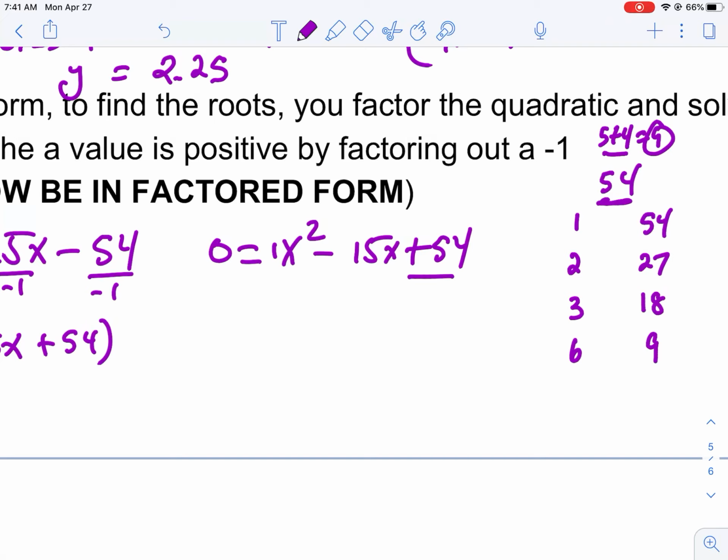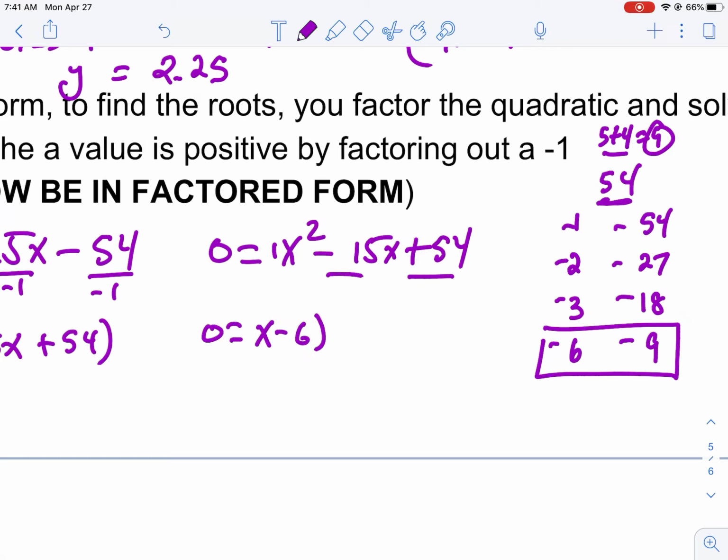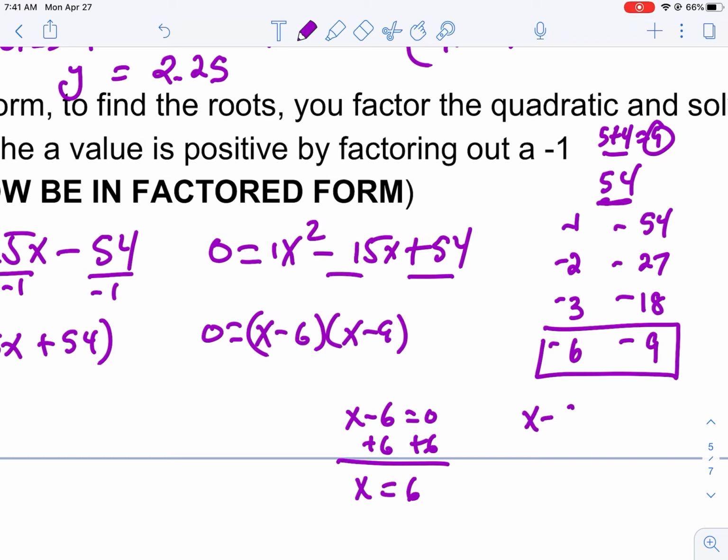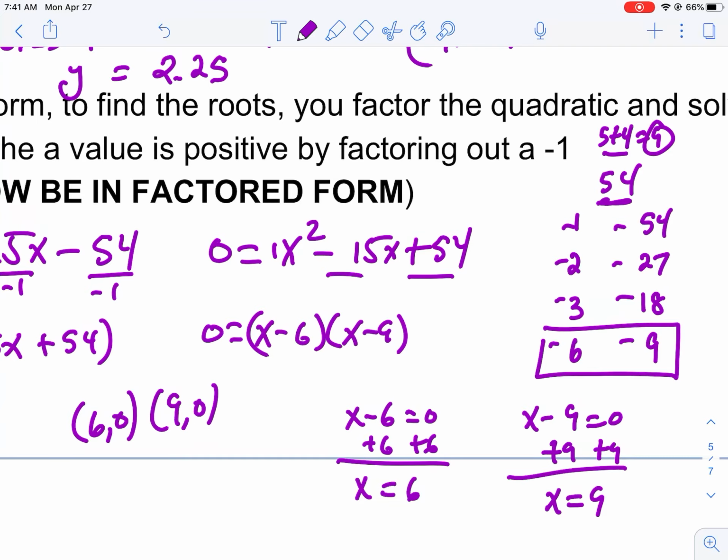The last term is positive, so the signs are both the same. The middle term is negative, so they're both negative. Which pair gives you negative 15? Right here. So I get 0 equals x minus 6 times x minus 9, and now you just solve. x minus 6 equals 0, so x equals 6. x minus 9 equals 0, so x equals 9. The coordinates could be 6, 0 and 9, 0.